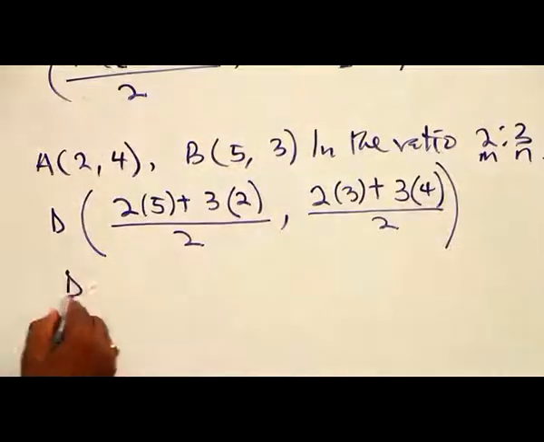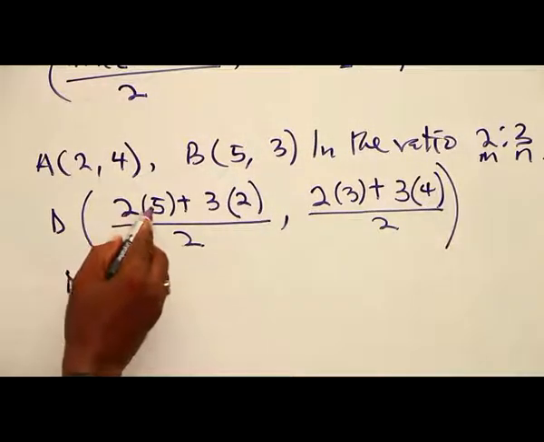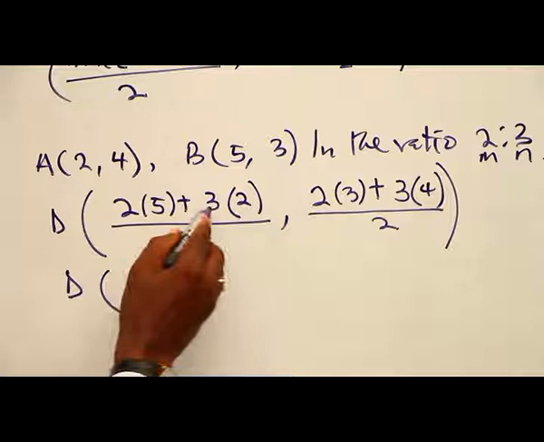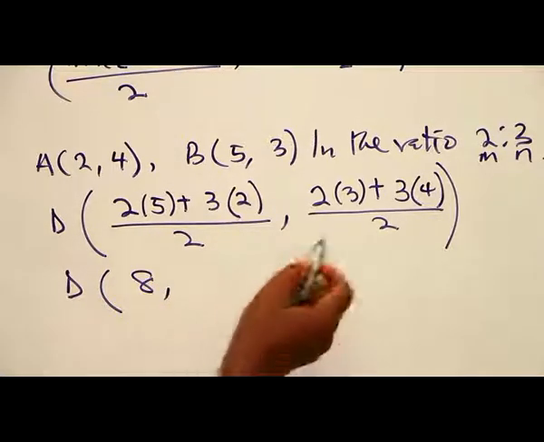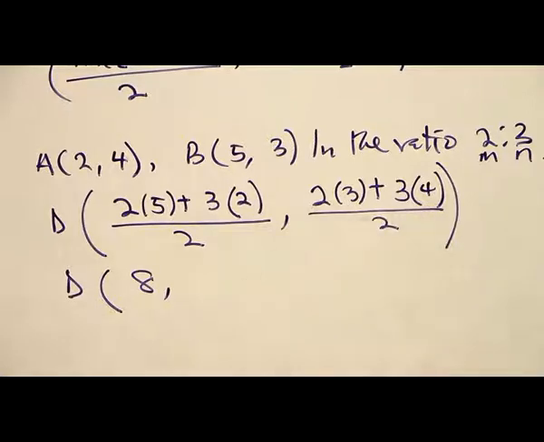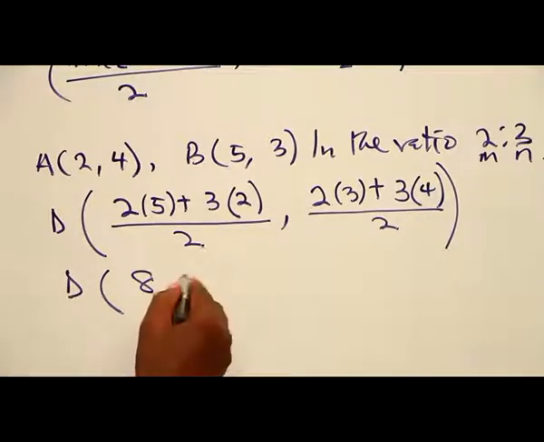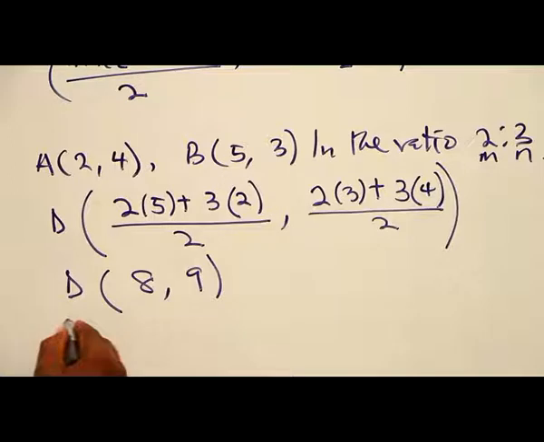So, 2 times 5 is 10, plus 3 times 2, which is 6, 16 divided by 2 is 8, and then we have 6 plus 12 is 18 divided by 2, which is 9. So this is the point of that line that is divided in the ratio 2 to 3.